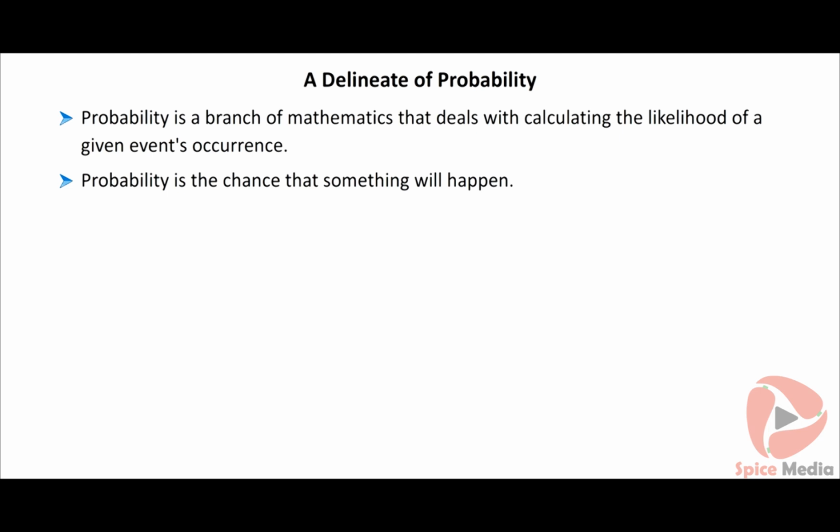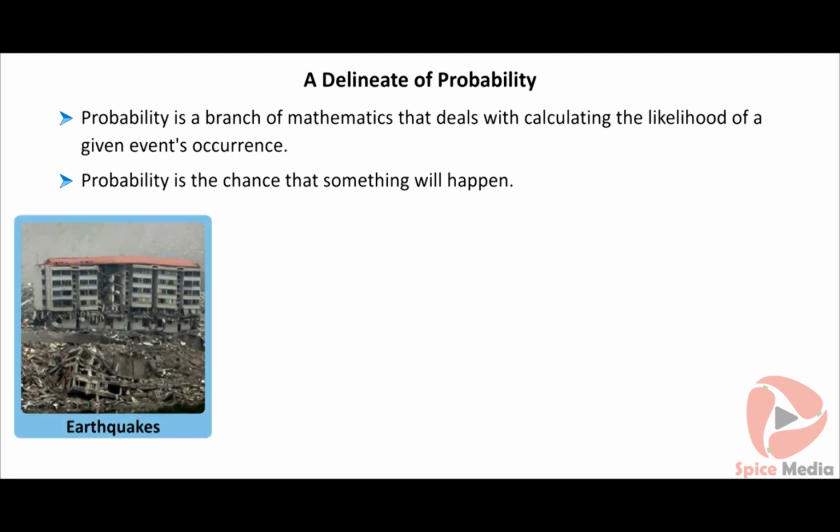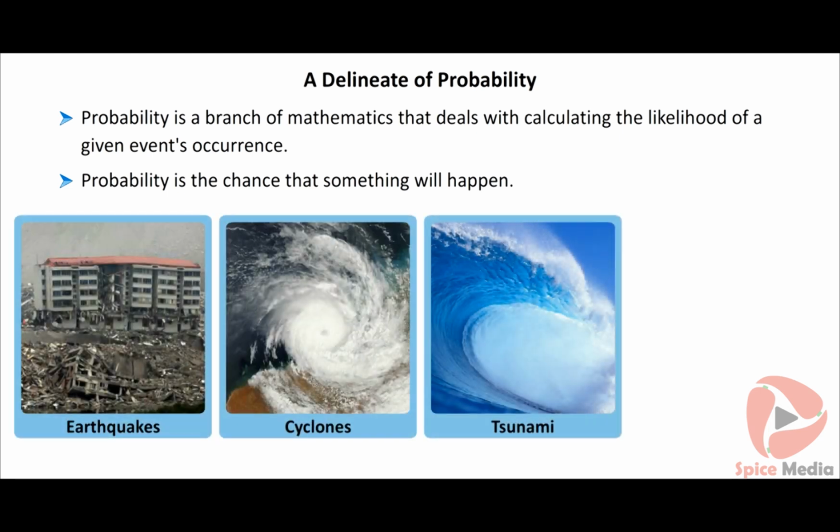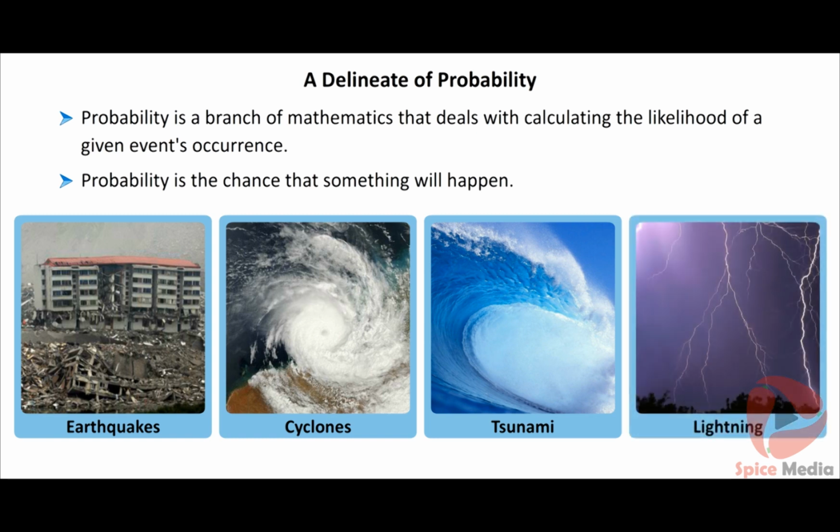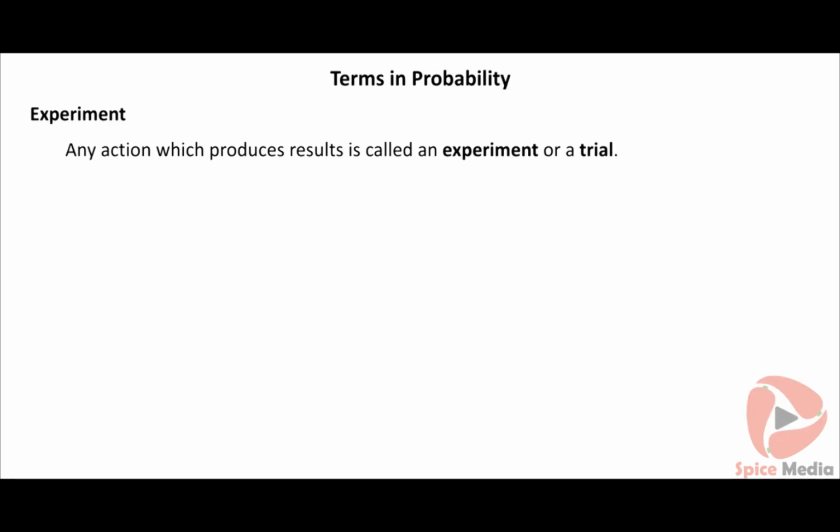The chance of events like earthquakes, cyclones, tsunami, lightning, and so on is unpredictable. Such predictions well in advance of their actual happenings require the study of probability theory. Experiment: any action which produces results is called an experiment or trial.